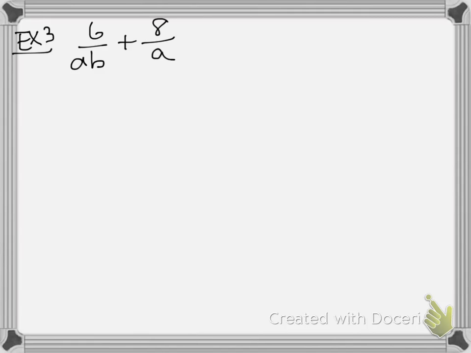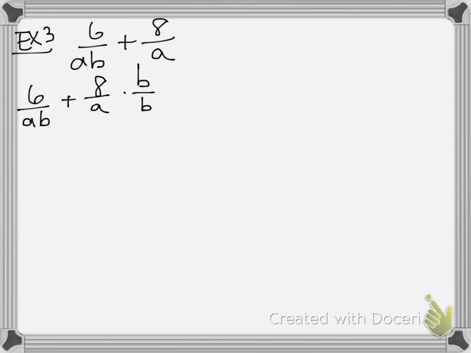Which one do I have to manipulate? 8 over A. So you're telling me that 6 over AB is fine, right? I agree. What do I have to do to 8 over A? Times it by, and remember it's B over B, right? Why is it B over B? So you can actually get AB and have a common denominator. Okay, that's 1. What does multiply by 1 do? Nothing. It doesn't change the value. It's going to give me my B, but it does not change the value of this problem at all.